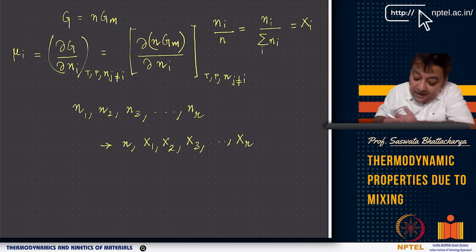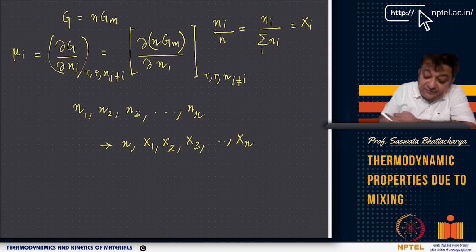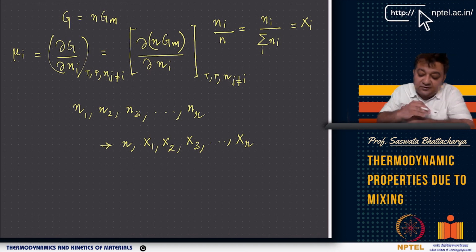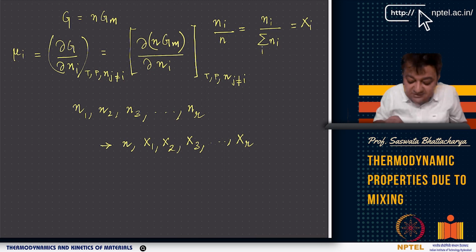Okay, and you can derive it in a very general form. You can start with the definition of mu i, the chemical potential of component i, which is the partial derivative of the extensive free energy with respect to the change in mole number of component i, keeping the mole numbers of all other components j not equal to i constant, temperature constant, pressure constant. Now G is nothing but N GM.